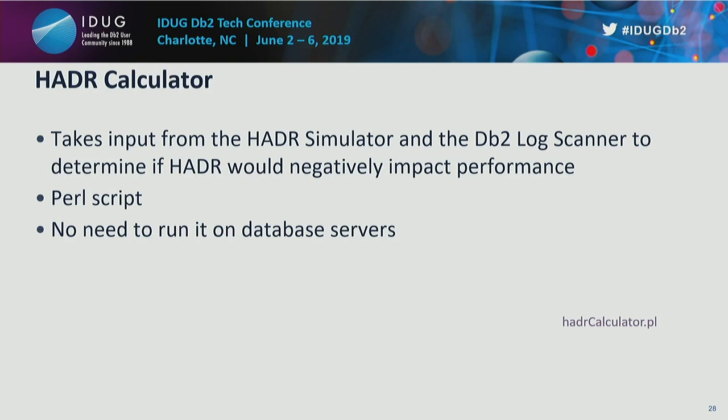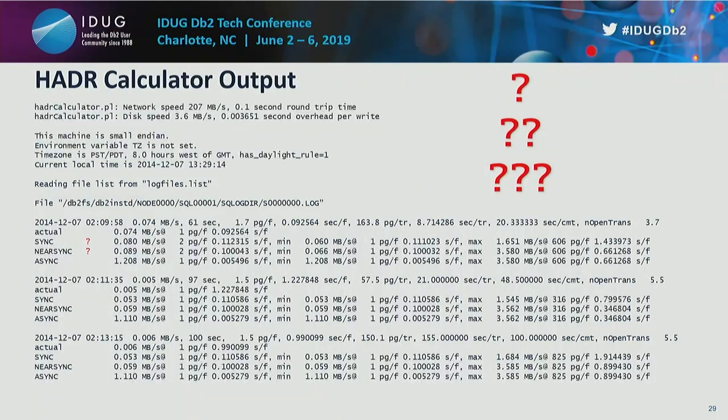The HADR calculator just takes input from the last two tools and does some calculations. There's no need to run it on database servers. It's a Perl script called hadrcalculator.pl. And this is what that output looks like. When you run both of the previous tools, that takes into account the environment you're talking about HADR for, and it also takes into account the Db2 transactional volume for HADR. It'll give you output that looks like this, and it'll show you for each synchronization mode whether at this particular time performance would have been impacted.